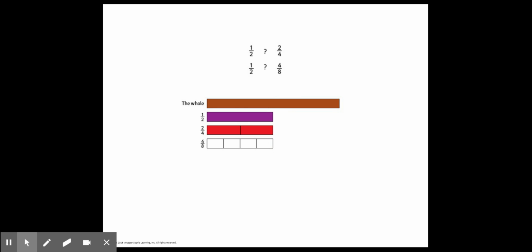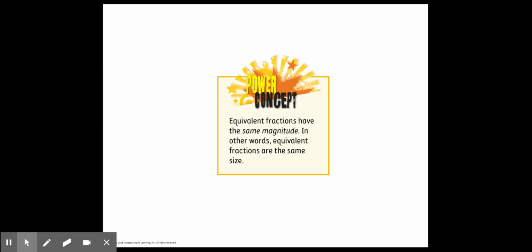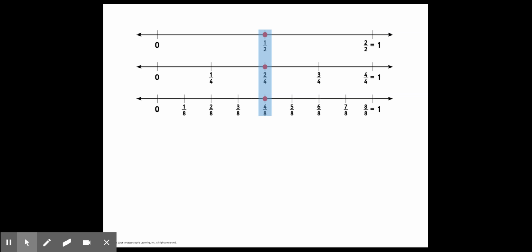We can use these bars or Cuisenaire rods to model the fractions so that they have the same whole, and we can see their sizes. The models all have the same length. 1/2, 2/4, and 4/8 are equivalent, which means that they are equal in size. Equivalent fractions have the same magnitude. In other words, they are all the same size.